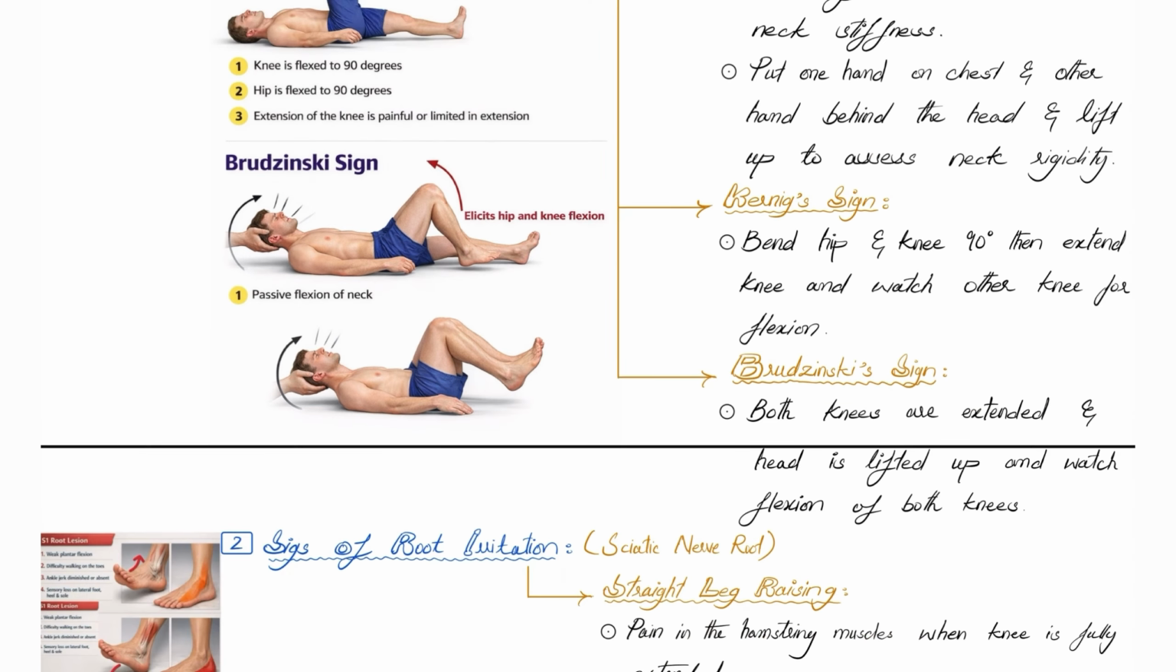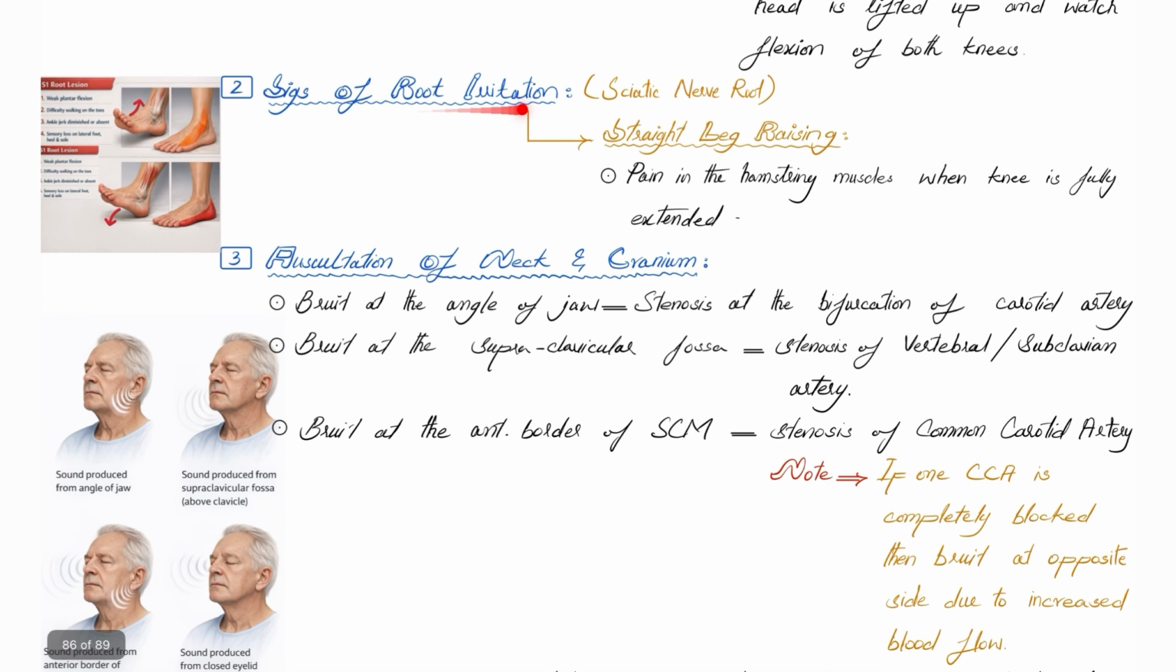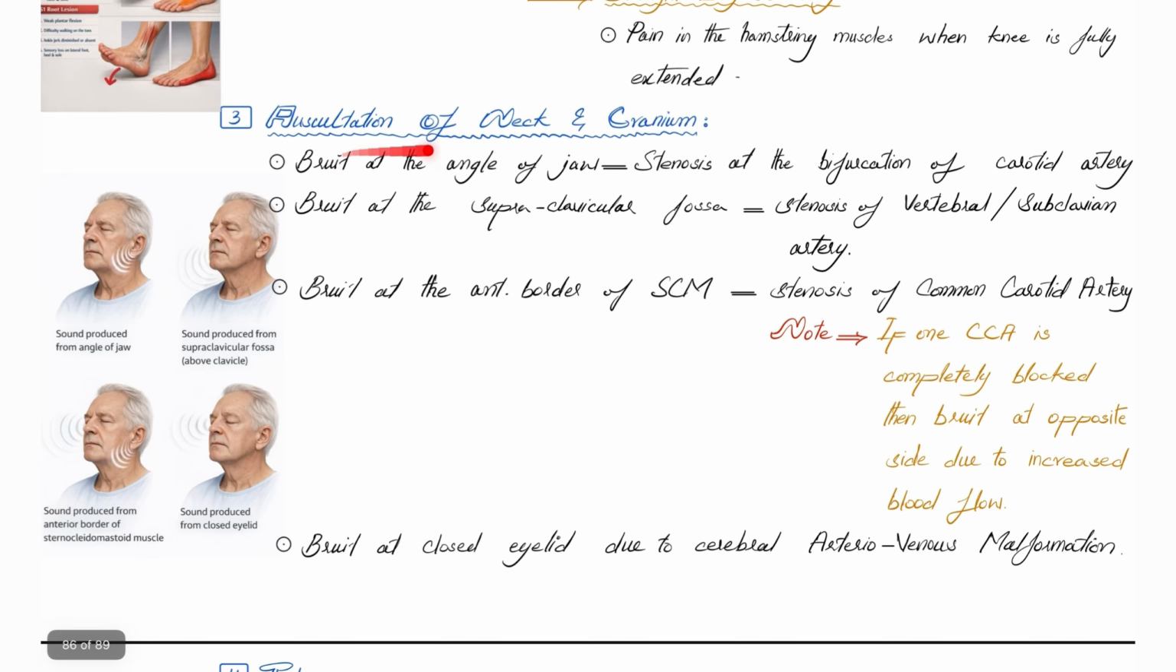So now the second thing is signs of root irritation, which indicate sciatic nerve root lesion. Perform the straight leg raising. When you perform the straight leg raising, there is pain in the hamstring muscle when the knee is fully extended. Then auscultate the neck and cranium.